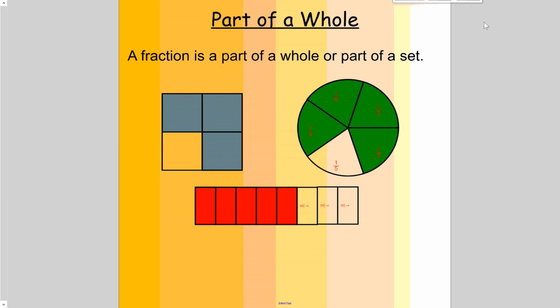Let's take a look at fractions as part of a whole. So a fraction can be part of a whole or part of a set. We're going to examine when they are part of a whole. So if you're looking at this picture, we can see on this first box, this is a box split up into 4 parts. Each part would be 1/4.